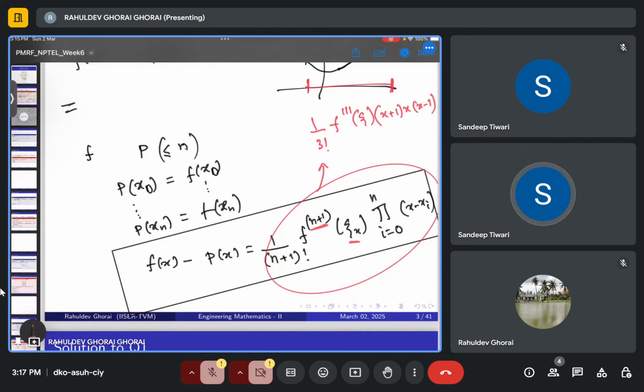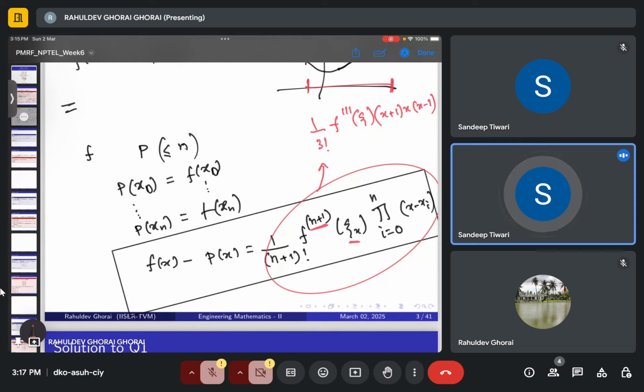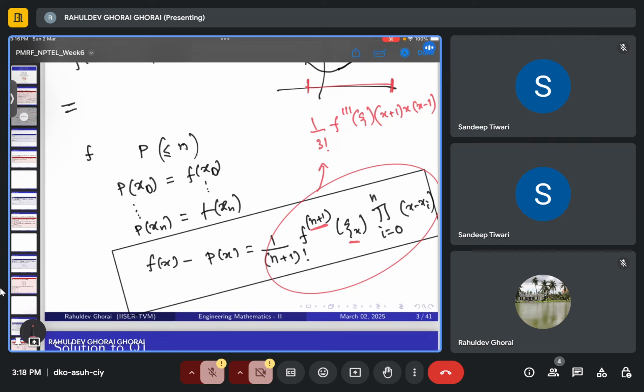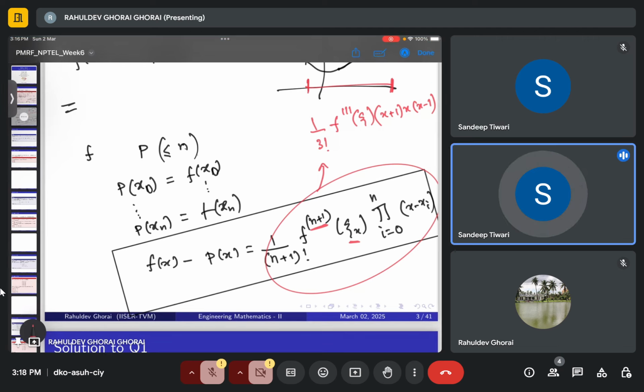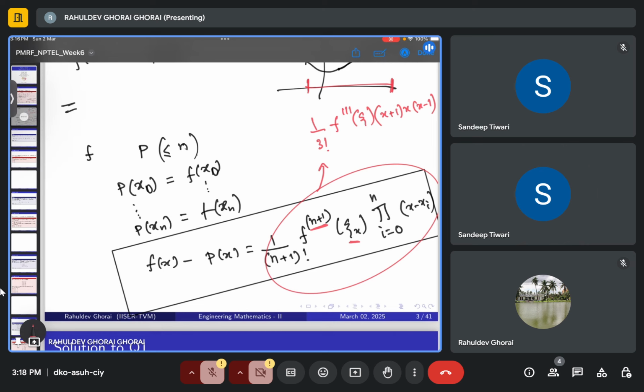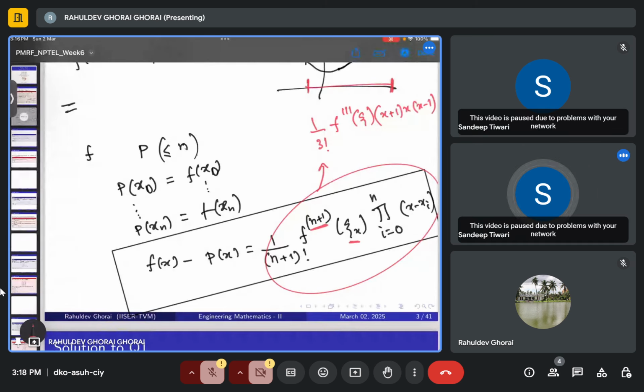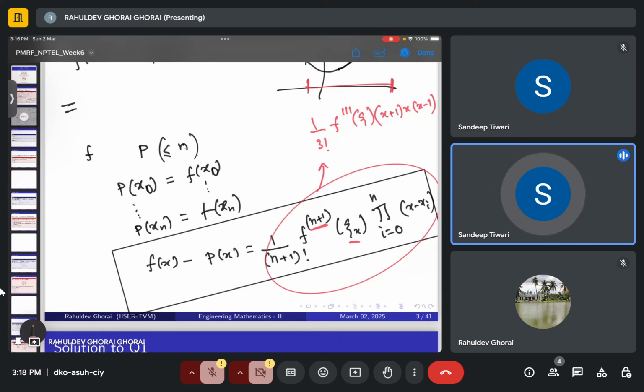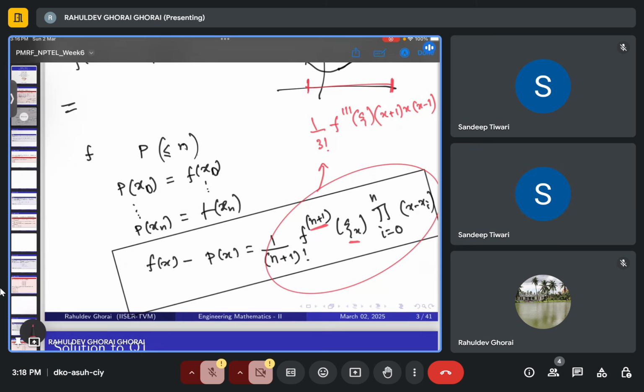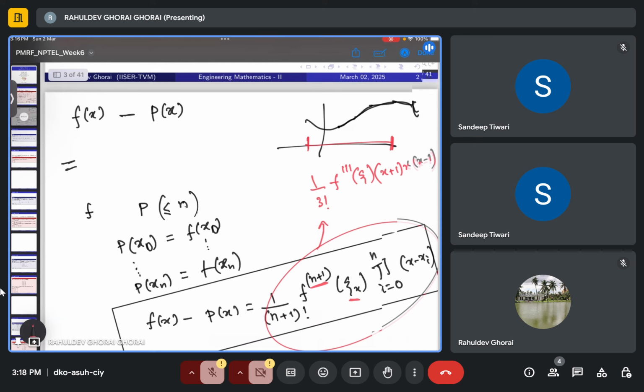What is the procedure to find this error term? Can you explain a little bit? What is the idea? It is a kind of theorem, and you can prove it. But that is a little longer, so that's why I didn't want to.